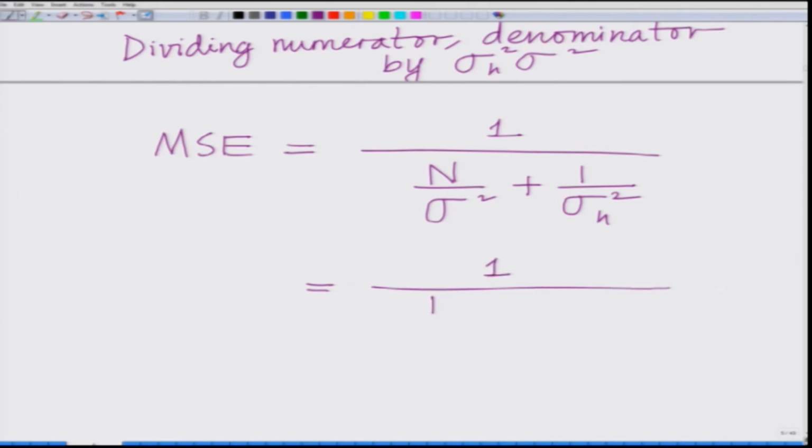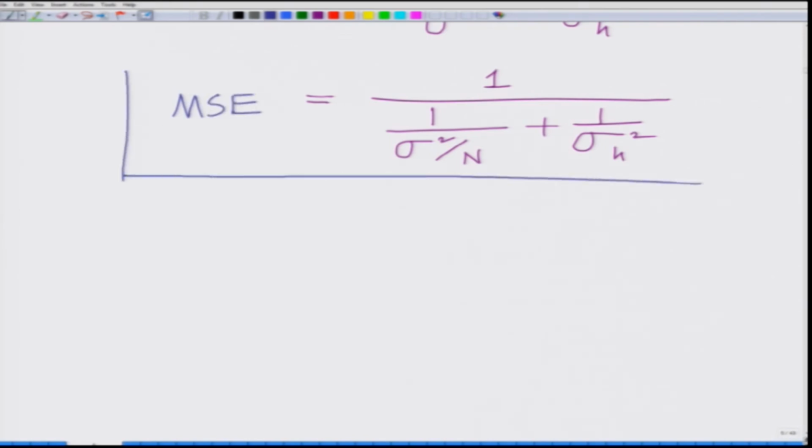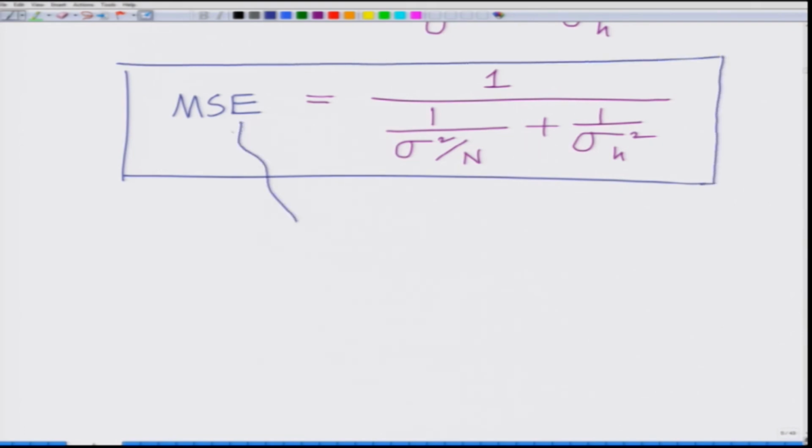This is 1 divided by 1 over sigma square by n plus 1 over sigma h square. And now, if you look at this, what is this? This is basically the MSE. Let us first write this down. This is the expression for the mean squared error, which is defined as the expected value of h hat minus h whole square. This is the mean squared error, expected value of h hat minus h whole square.